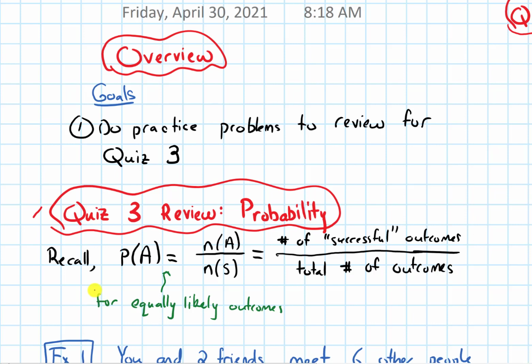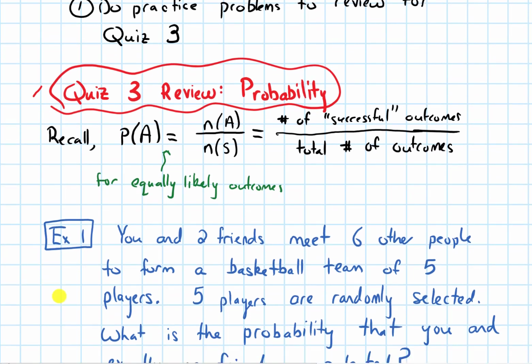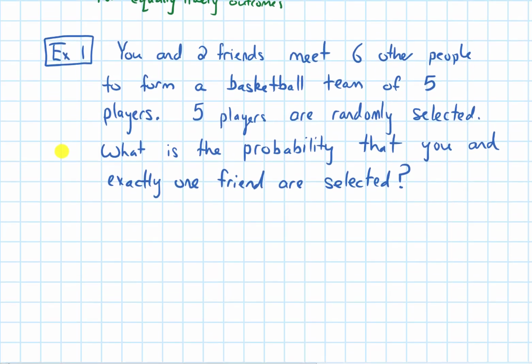Alright, so let's look at an example. So this example says that you and two friends meet 6 other people to form a basketball team of 5 players. 5 players are randomly selected. What is the probability that you and exactly one friend are selected?